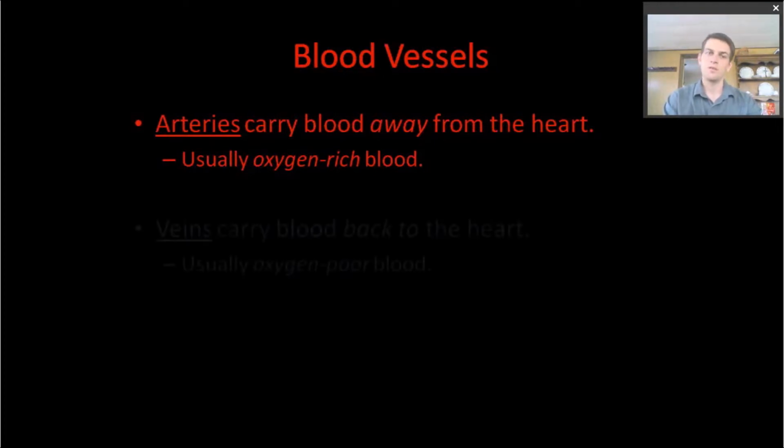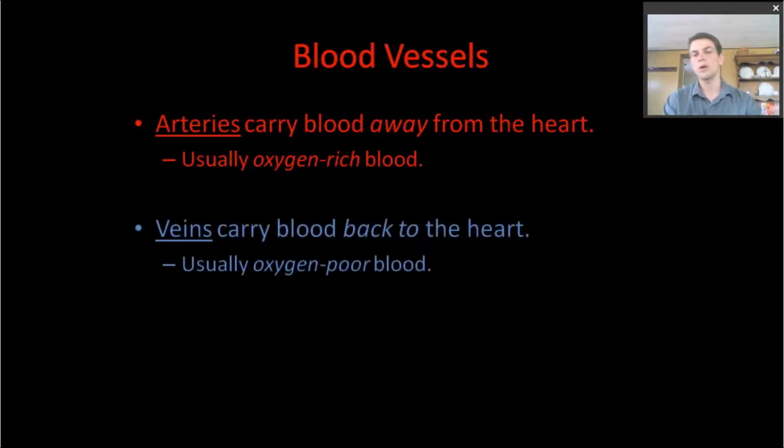oxygen-rich blood, and veins will carry blood back to the heart, and so they're usually oxygen-poor blood traveling through veins. The only exception to this are your pulmonary artery and pulmonary veins, which are the ones that go from your heart to your lungs or from your lungs to your heart. Because when the blood leaves the heart to go to the lungs, it is going through an artery because it's going away from the heart, but it is going to be oxygen poor because it hasn't yet hit the lungs.